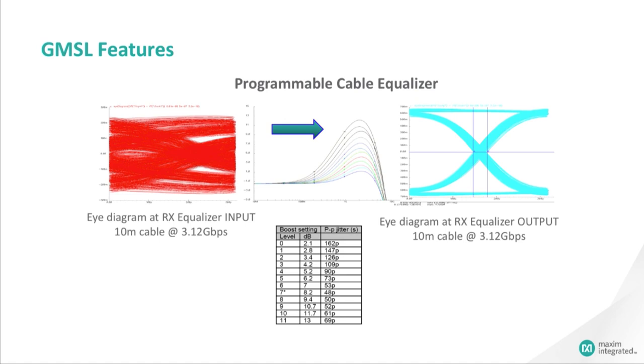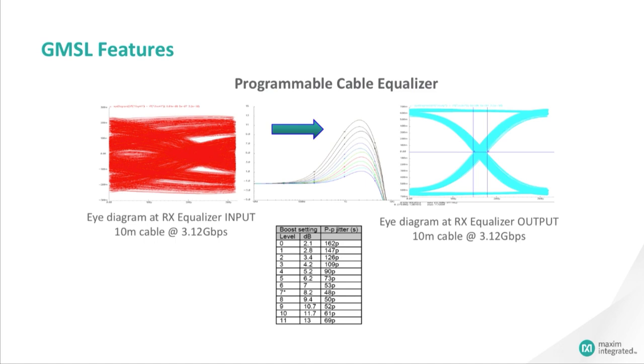GMSL SerDes devices also feature programmable cable equalization at the receiver. Cable equalization is similar to pre- or de-emphasis, but is located at the input of the deserializer instead of the output of the serializer. This means that the eye pattern can be almost closed at the receiver, but the data can still be recovered by applying proper cable equalization.